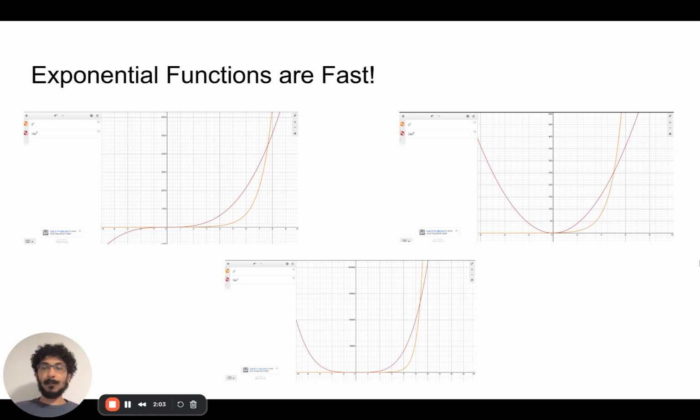For x to the fourth, that is, sorry. So this should demonstrate that these functions are very, very fast growing. In fact, eventually, any exponential function will overtake any polynomial function. That's how they work.